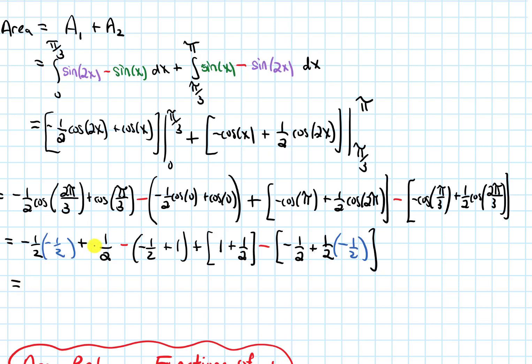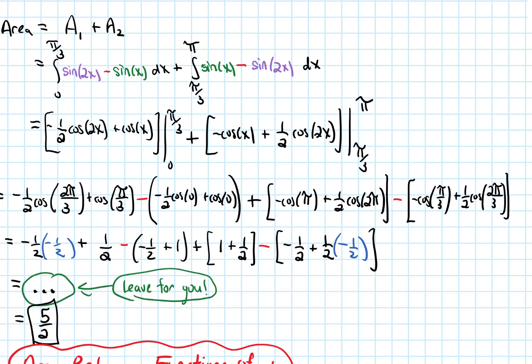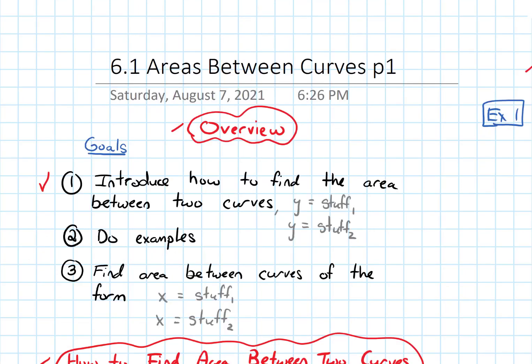So from here, it's just some basic arithmetic. I'm just going to write dot, dot, dot. It's just one or two lines of basic arithmetic. And what you end up getting is 5/2. So I'm leaving that arithmetic for you to verify.